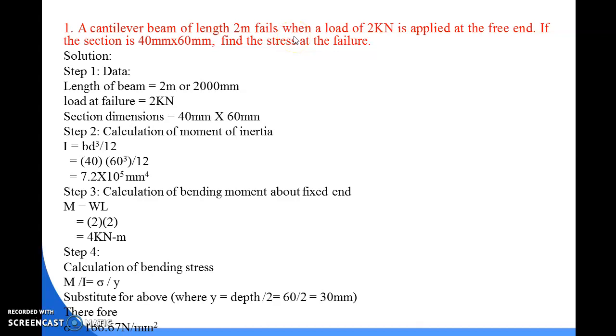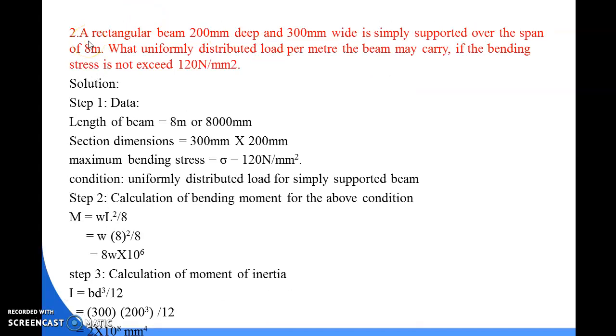So let's come to the next question. Here is your next question, which is: a rectangular beam 200 mm deep and 300 mm wide is simply supported over a span of 8 meter. What uniformly distributed load per meter of the beam may it carry if the bending stress does not exceed 120 Newton per mm square? So first of all, in step 1, we have to write down what data is given in the question.